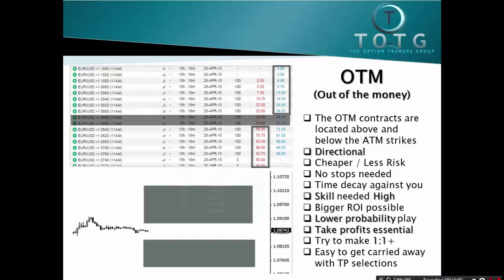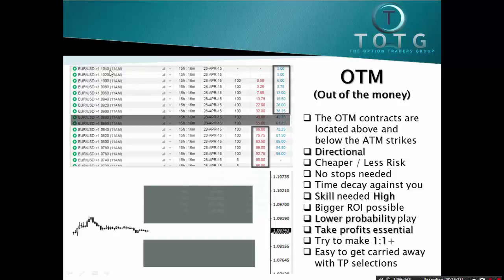Okay, so the out of the money, the OTM. The contracts are again located above and below the at the monies, but they're just on the other side of the column now. These were the in the monies. These are the out of the monies. So these are a directional play as well, and they take even more skill than the at the money because price has to travel further to get to that strike. Like the at the money we talked about, price only needs to go a few ticks to get you into a profitable situation. Out of the money, price needs to travel a greater distance.